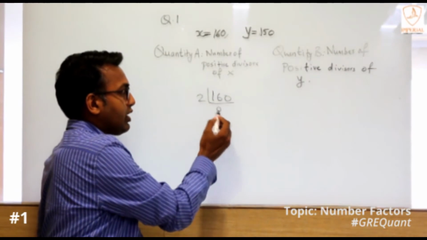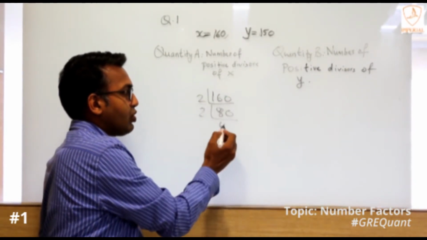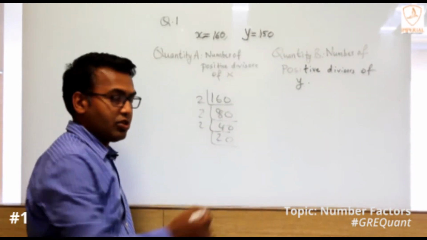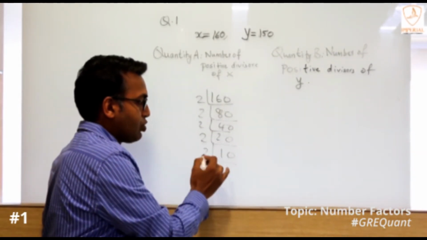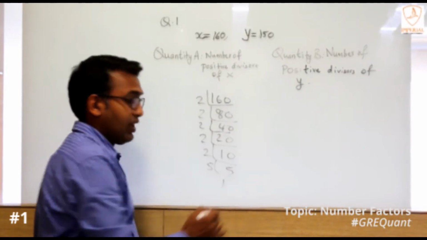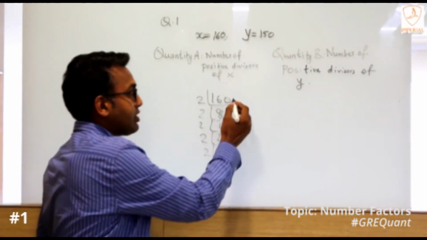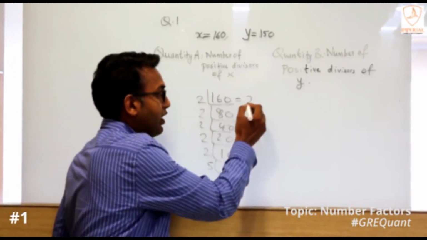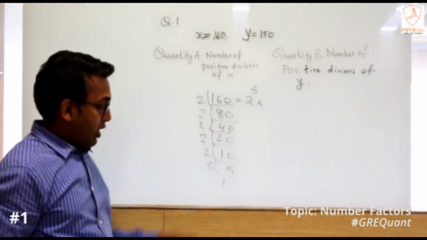So 2 into 80, 2 into 40, 2 into 20, 2 into 10, 2 into 5, and 5 into 1. So this is your prime factorization. So 160 is equal to 1, 2, 3, 4, 5, so 2 power 5, into 5 power 1.